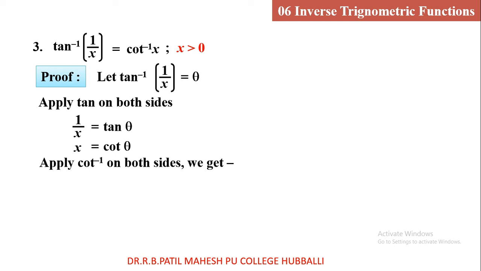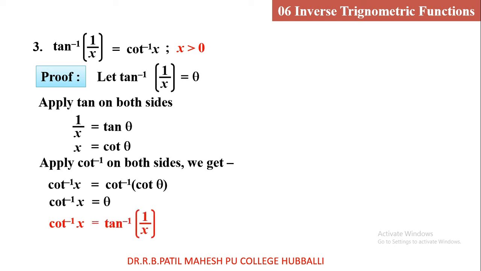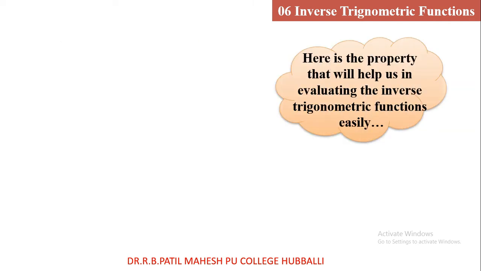Apply cot inverse on both sides, so that cot inverse x equals cot inverse of cot theta. On the right hand side, cot inverse and cot get removed, only theta remains. Therefore, cot inverse x is equal to theta. Replace the value of theta, that is, cot inverse x is equal to tan inverse of 1 by x. Hence proved. If you follow this method, follow it. Otherwise, you can prefer the previous method that I have discussed separately for this property also. You will get the answer easily. We'll move to the next property.